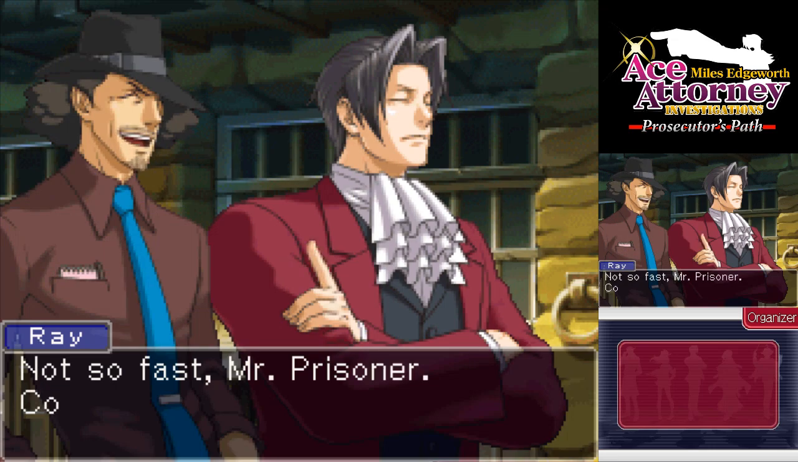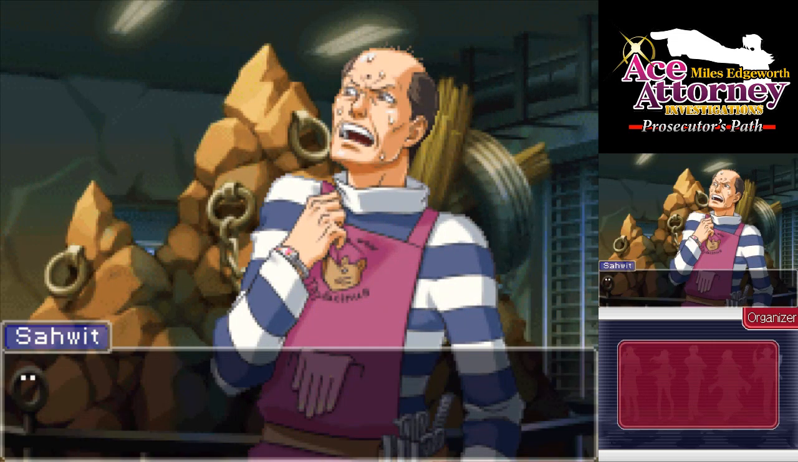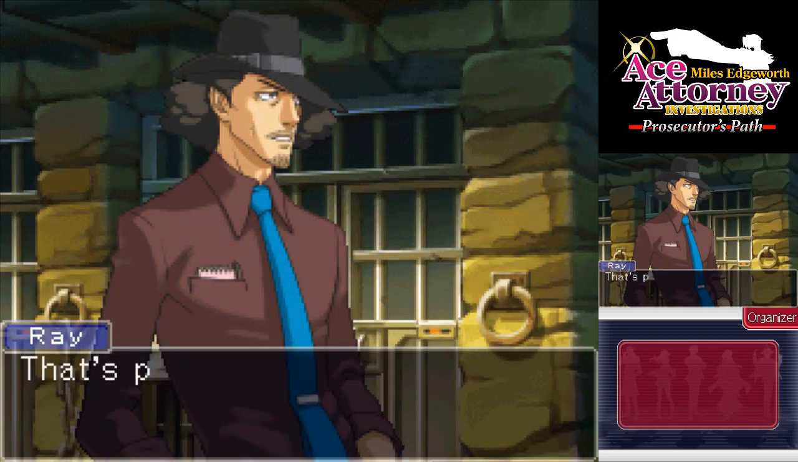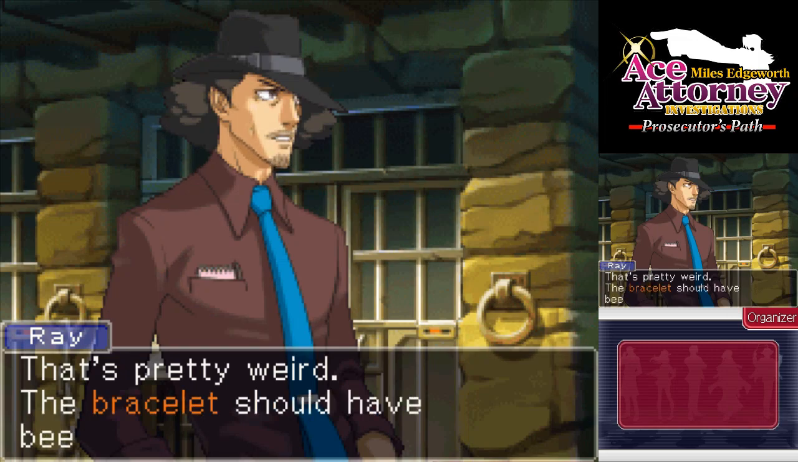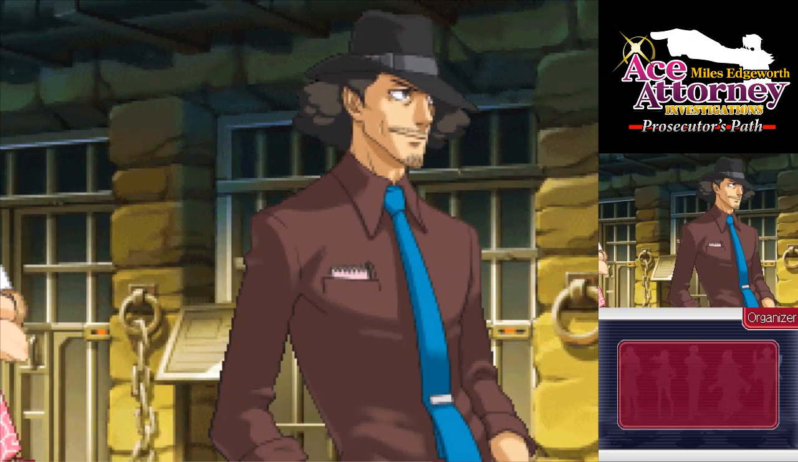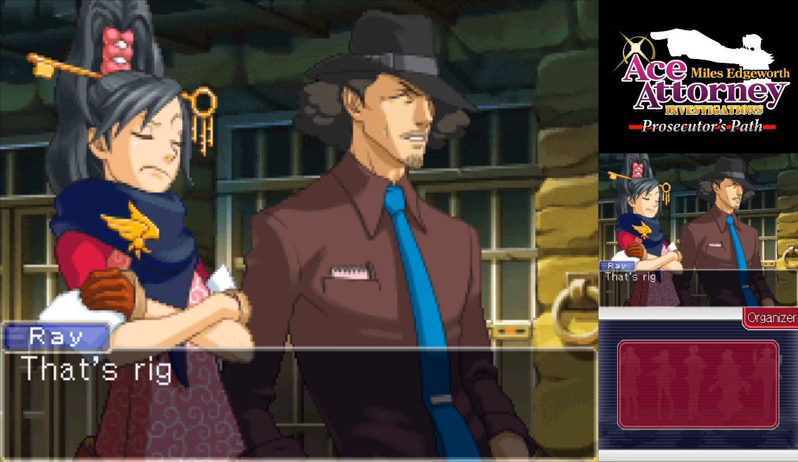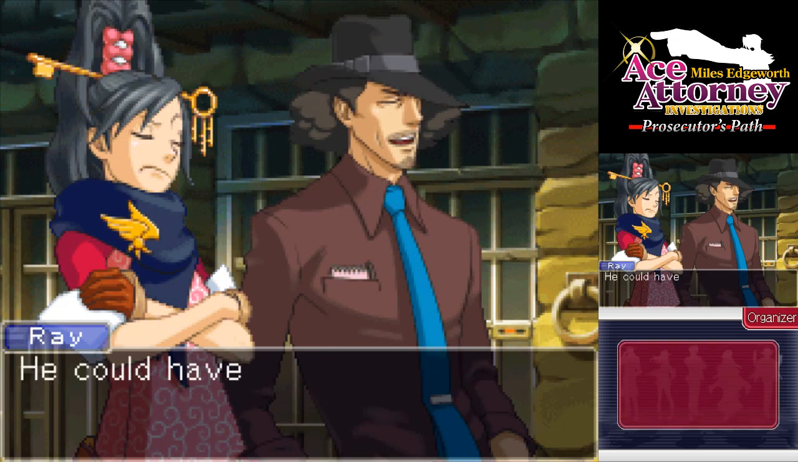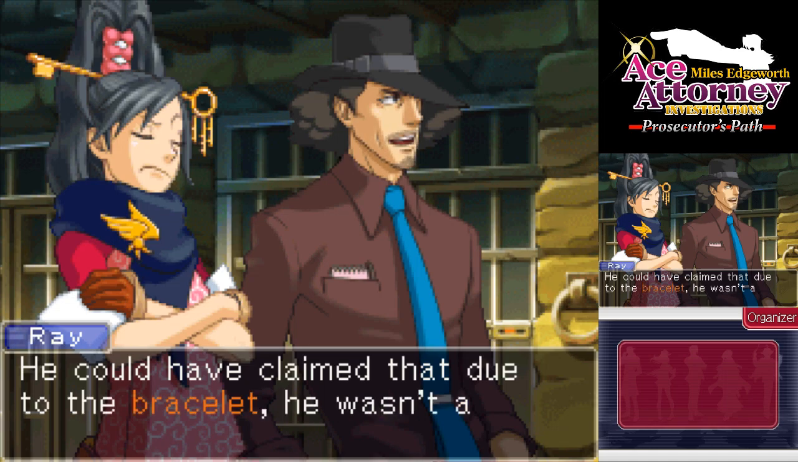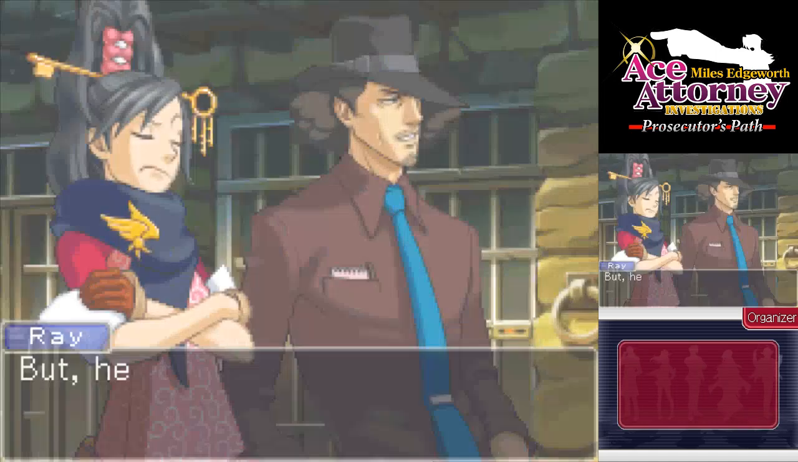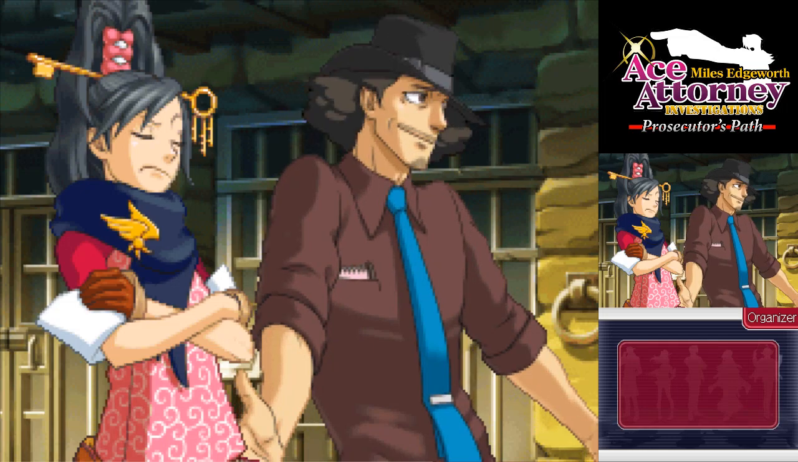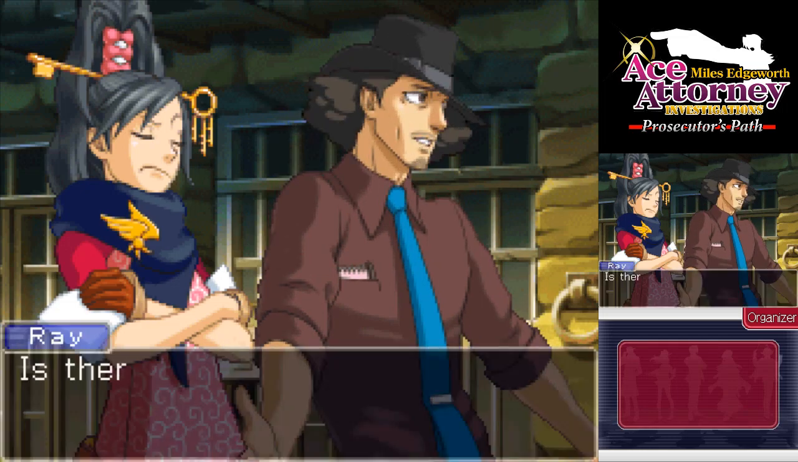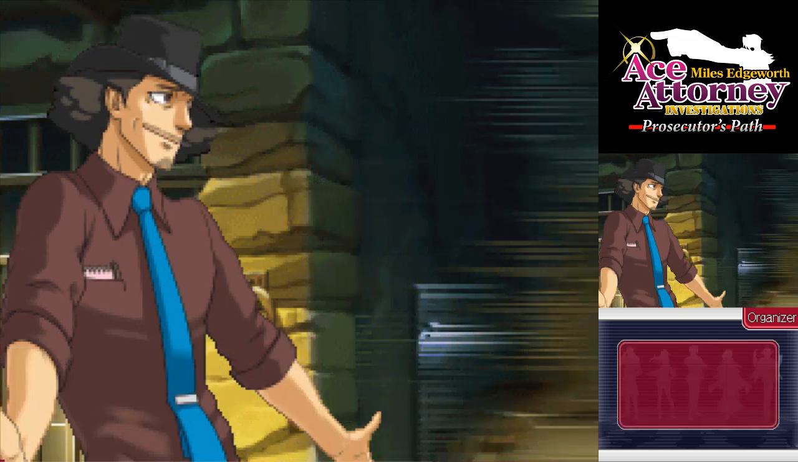Not so fast, Mr. Prisoner. Could you fill us in? That's pretty weird. The bracelet should have been his last line of defense. Defense? That's right, Kay. It was useful evidence for Mr. Prisoner that year. He could have claimed that due to the bracelet he wasn't able to enter the room, but he didn't say a word about it. Is there any reason why you didn't?